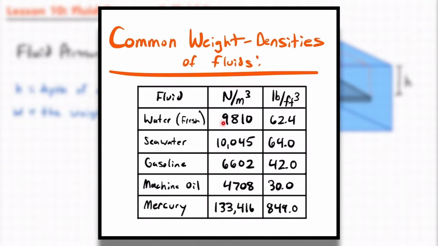And so that's 9,810 newtons per cubic meter and 62.4 pounds per cubic foot. And so I would recommend that you learn these two weight densities of water because that's the most common fluid that you will see in fluid pressure and fluid force problems. All right, but back to our formula.